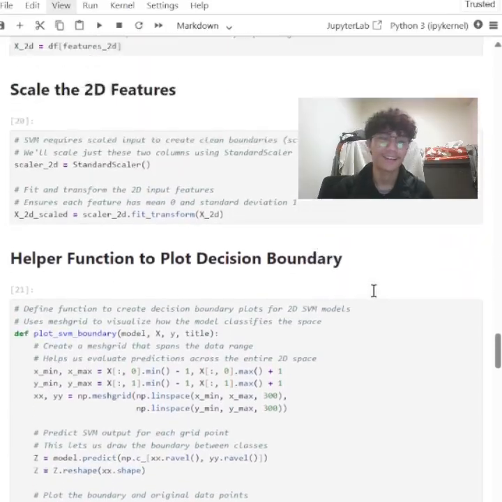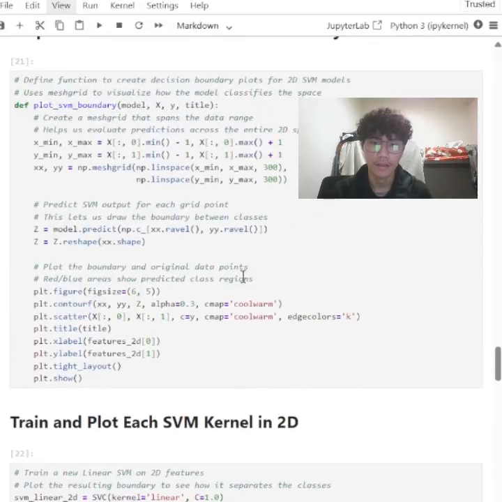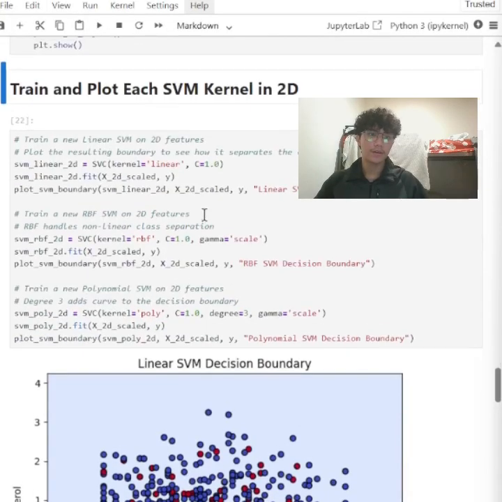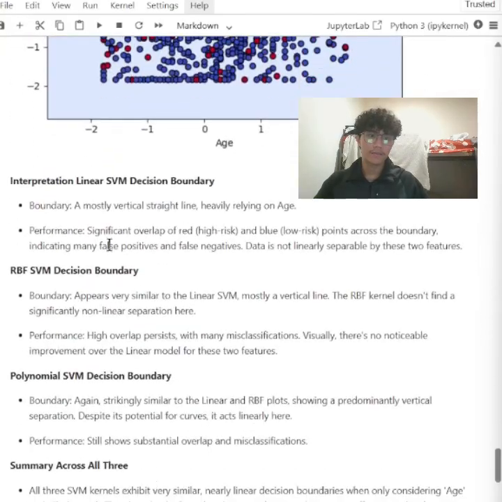Just like in our full dataset, we scale these two features. And now we plot it using this function. I built this function to easily create the plot for each of the SVMs. So now here we are with the decision boundaries of our SVMs, and here they are.